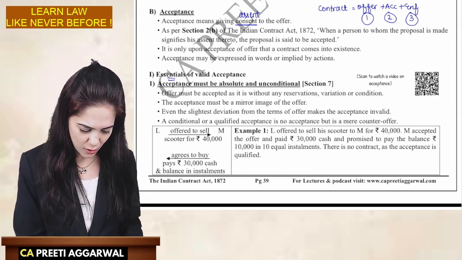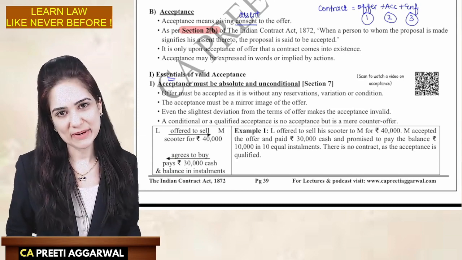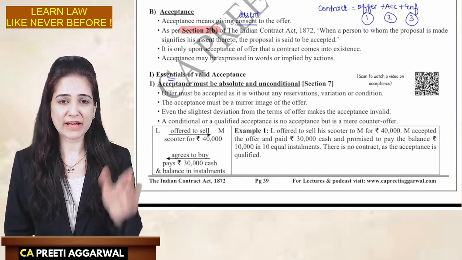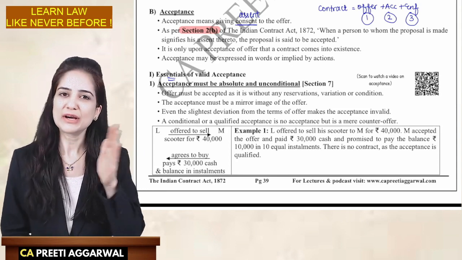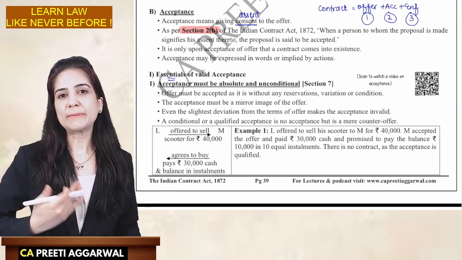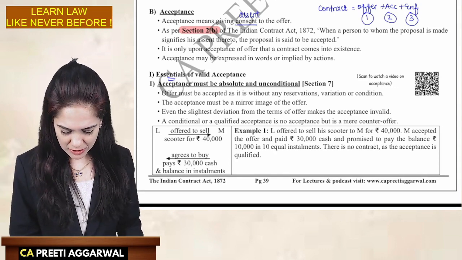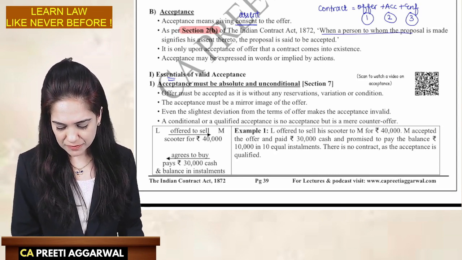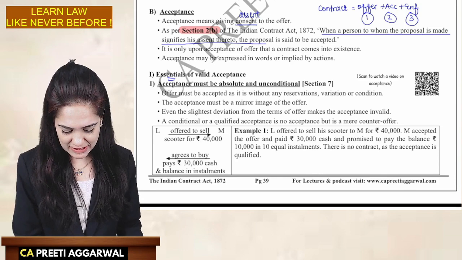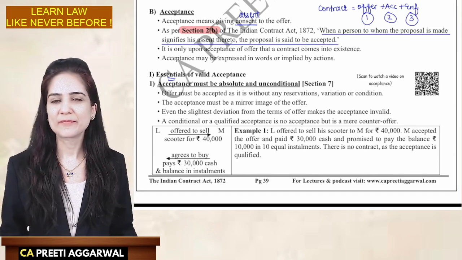Section 2 clause B of the Indian Contract Act defines acceptance. Let us first read the definition as it is, then I will break it down, and then we will discuss it in detail. When a person to whom the proposal is made signifies his assent thereto, the proposal is said to be accepted.